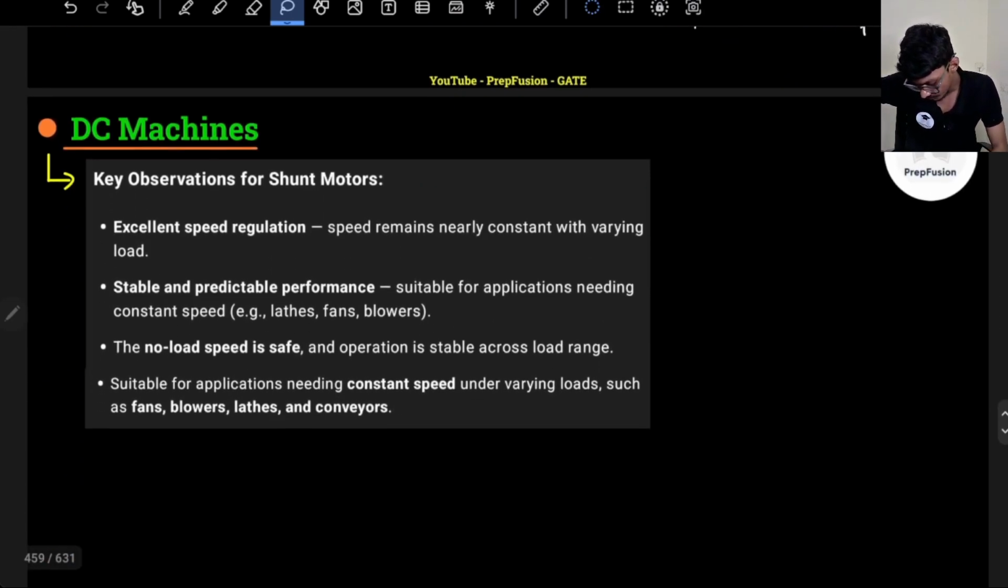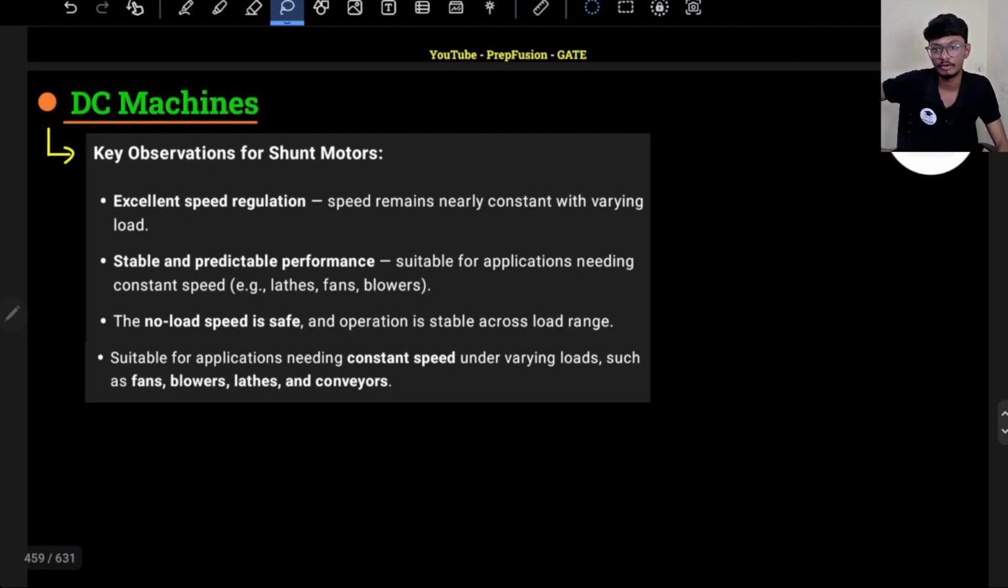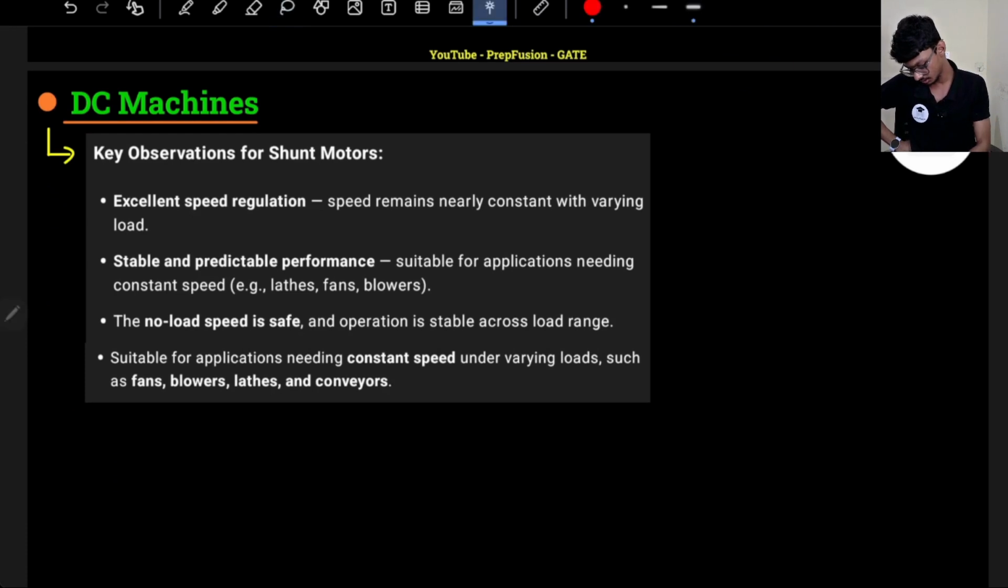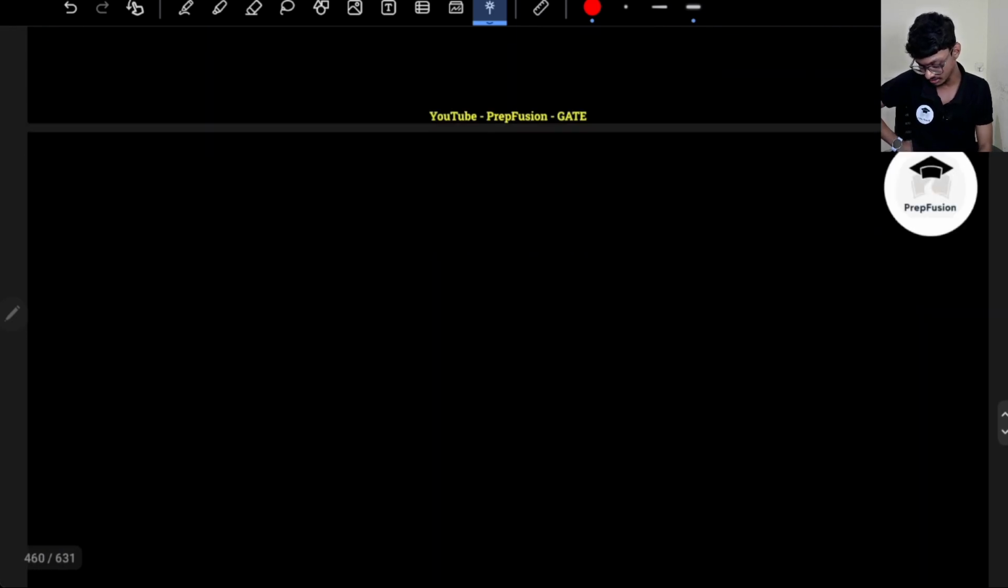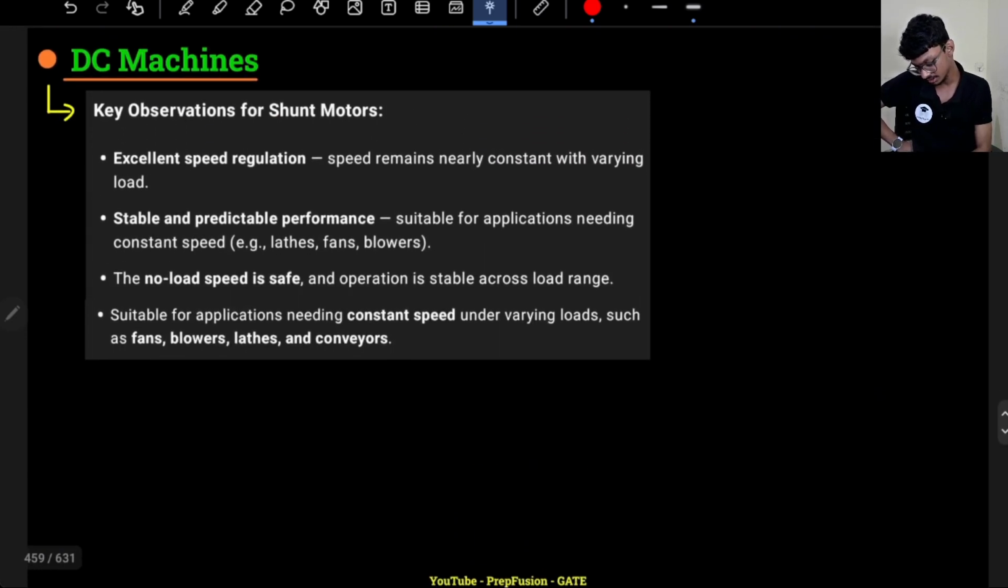So what are the key observations, like where can I use my DC shunt motor? My DC shunt motor will mainly be used where speed has to almost remain constant. With change in load, speed is almost constant, of course there is some variation. In a series motor it will be far worse. But wherever I need constant speed operation, I will use a DC shunt motor, with stable and predictable performance.